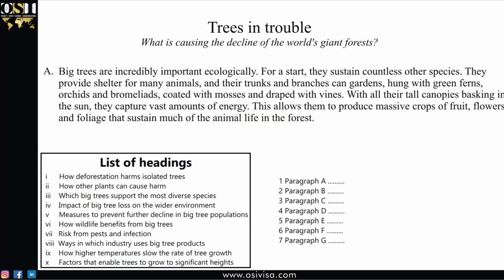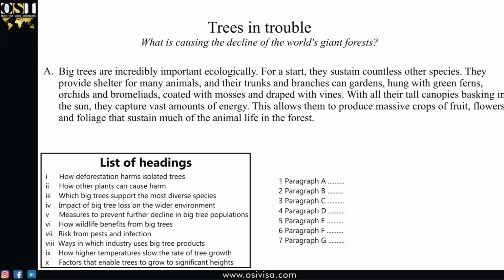Alright, so there it is. It says "Trees in trouble." There is also a subheading over here. It says "What is causing the decline of the world's giant forests." So giant forests, it refers that the whole passage is going to show how trees are becoming less and less in numbers and how the decline is happening. So it sounds as if it is going to be like a research passage. So there's the first paragraph, paragraph A.